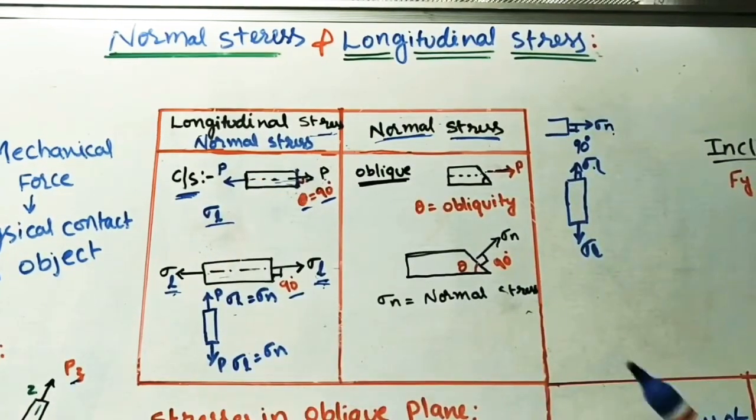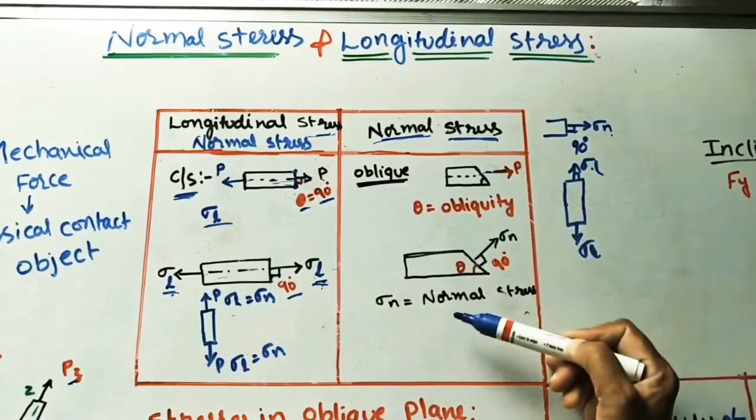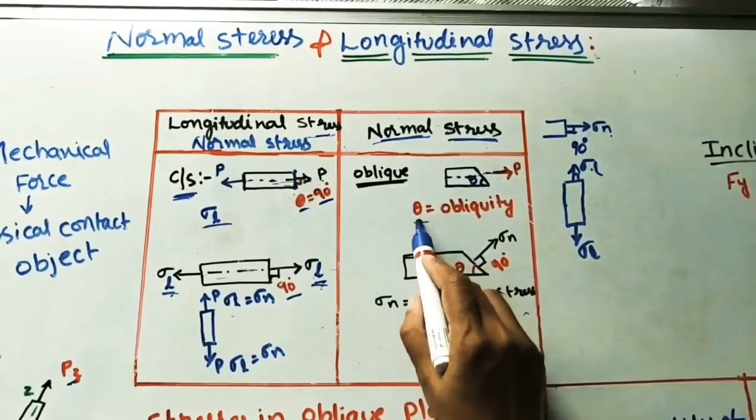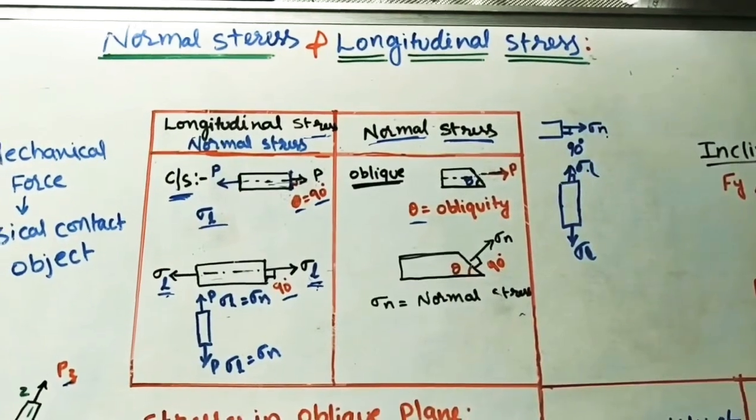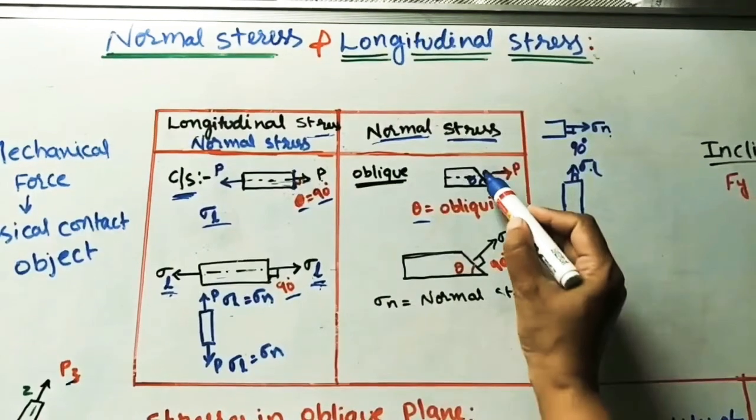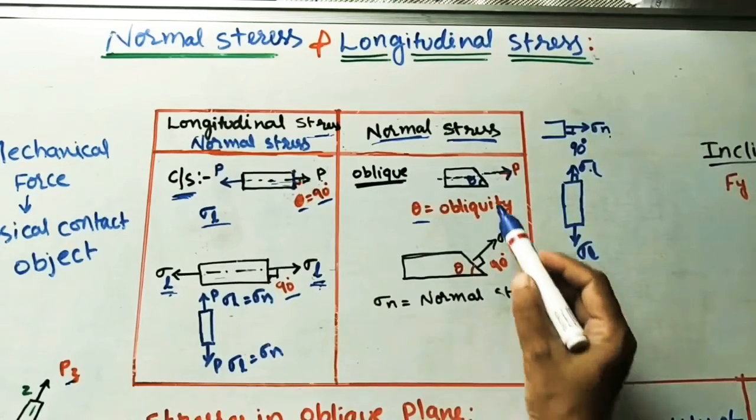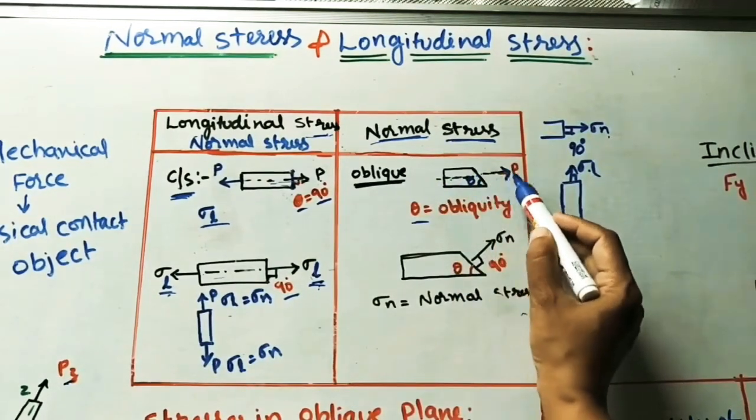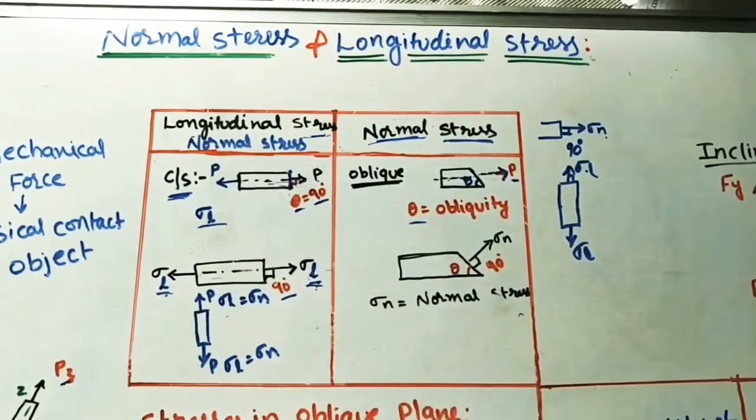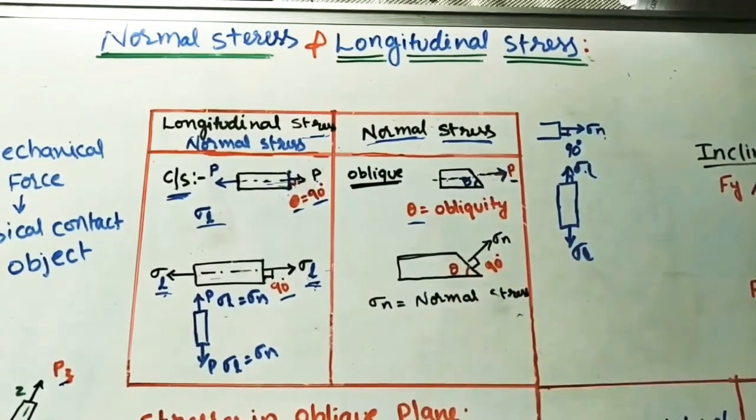Now consider normal stress for inclined planes. Here I am taking one inclined plane making some angle theta. This angle is called obliquity, and this plane is called an oblique plane. Here I apply the force P along the axis. The force is not perpendicular to this plane. Where the force is perpendicular to the plane, it is called the cross section. Here the plane is an oblique plane, not the cross section.